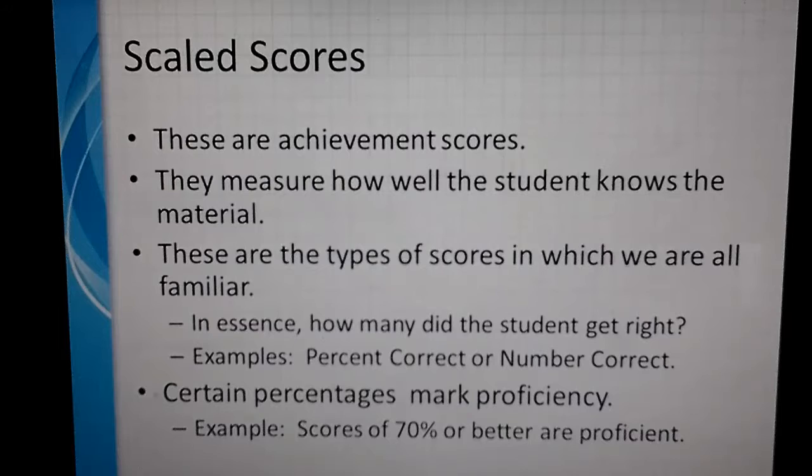Scale scores are essentially achievement scores. They measure how well the student knows the material in the curriculum. These are the types of scores with which we're all most familiar. In essence, they measure how many questions the students got right and display them according to maybe percent correct or number correct out of the total number of questions. Certain percentages will mark proficiencies. For example, scores of 70 or better might be considered proficient.